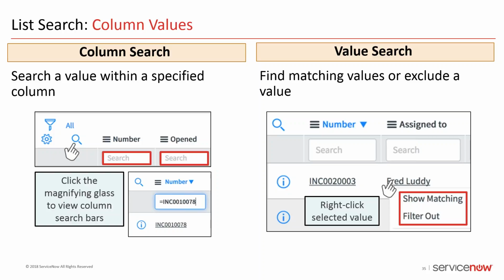If you already see the value you're searching for in the list, you can easily search for records containing the same field value or even exclude those records. Right-click the desired value and select Show Matching or Filter Out.